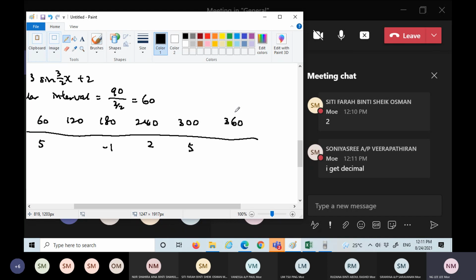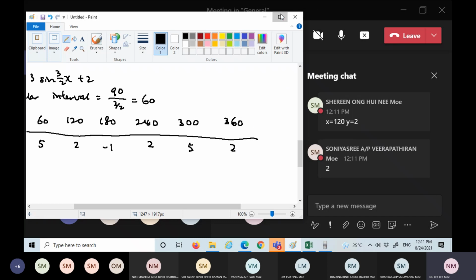Got decimal, cannot be. You do one more time. 360 times 3 divided by 2. Then sign the answer. Then only times 3. After times 3, only plus 2. Serene 120, she got 2. Thank you. So Nestra getting 2 for the last one.